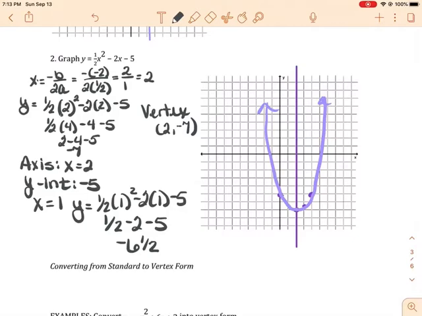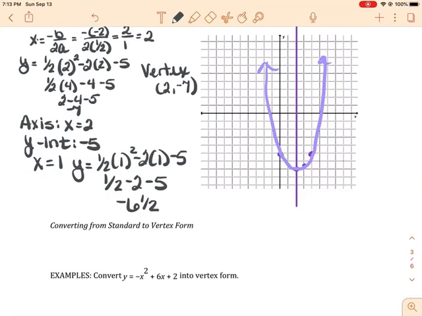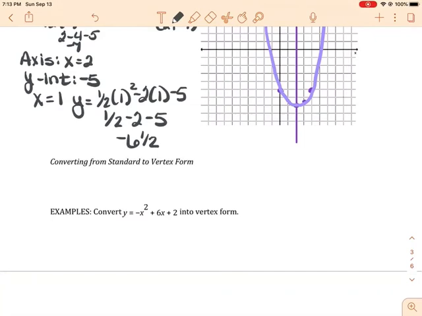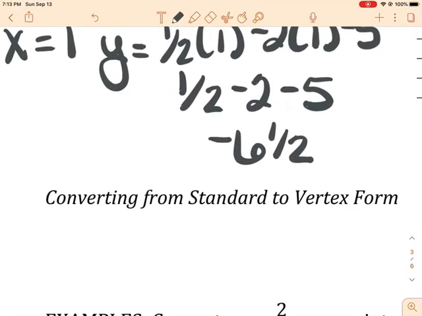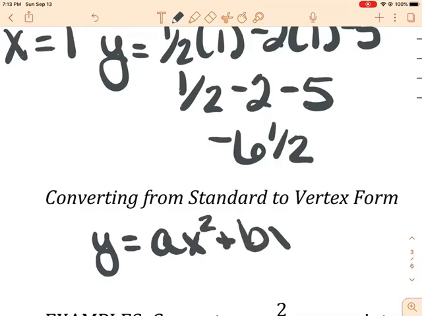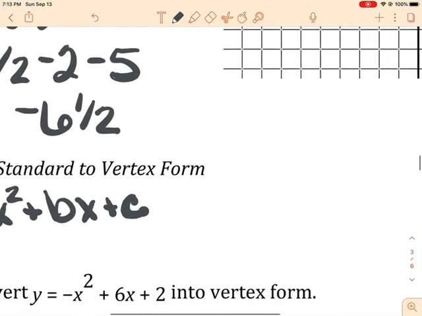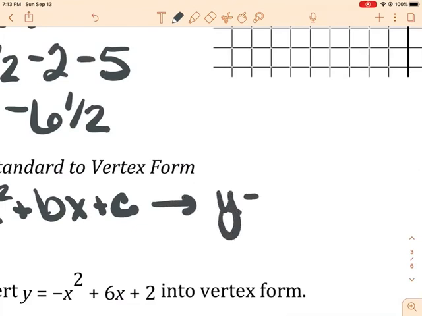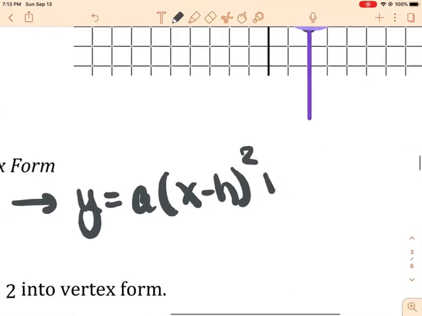All right. So the other part of this is being able to go from standard form to vertex form. So we're going to need this -b/2a again, which is a theme for finding the vertex. So remember, we're converting from standard to vertex form. That means we're going from y equals ax squared plus bx plus c, and we're going to convert that to y equals a times x minus h quantity squared plus k.